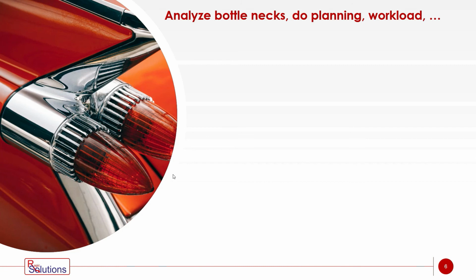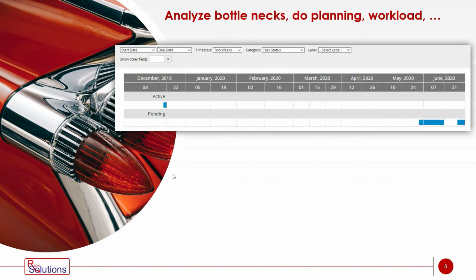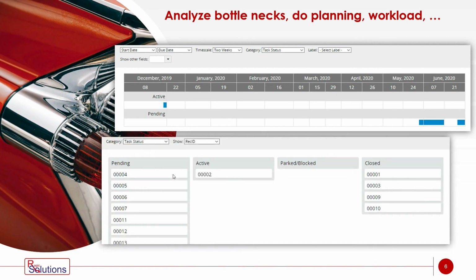Naturally, you always want to analyze how your process is working. Are there any bottlenecks? How to do your planning better, how to look at your workload. So of course there we use the Ragic Reports. You've got the Gantt chart, and you've got your Trello type board inside Ragic.